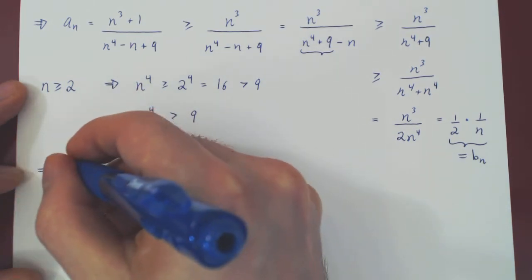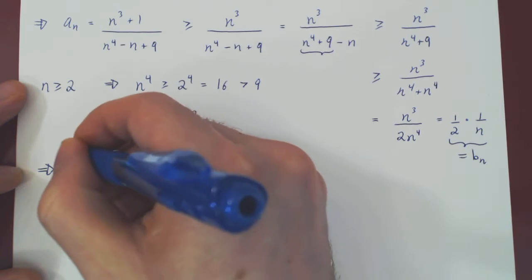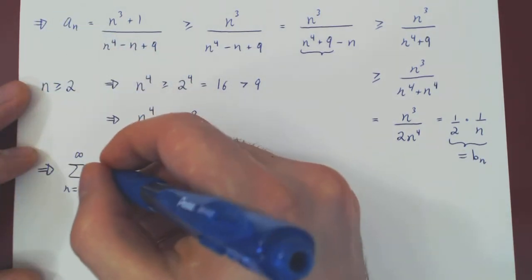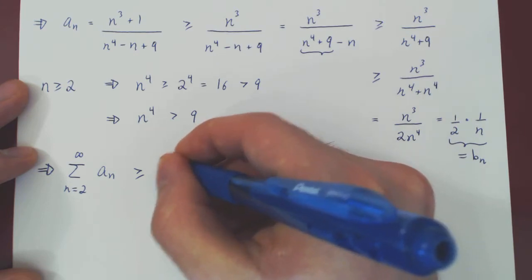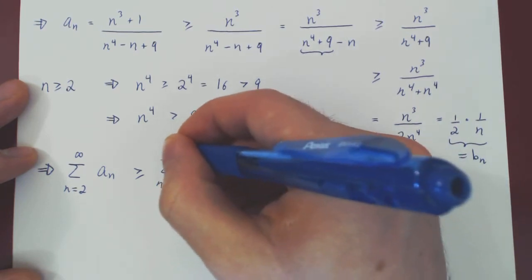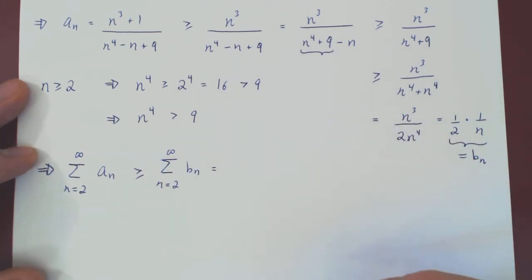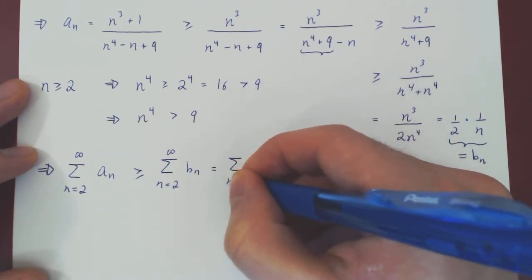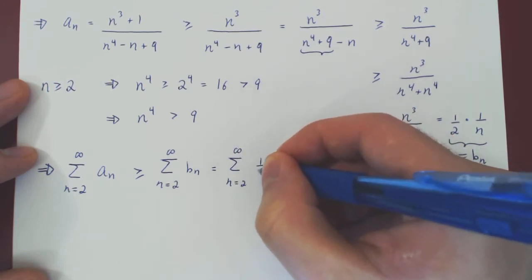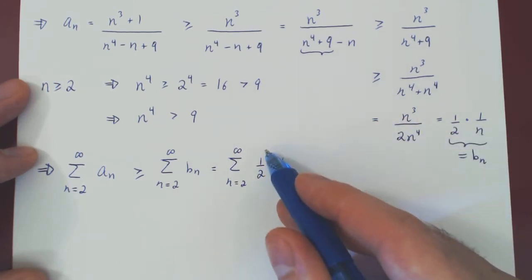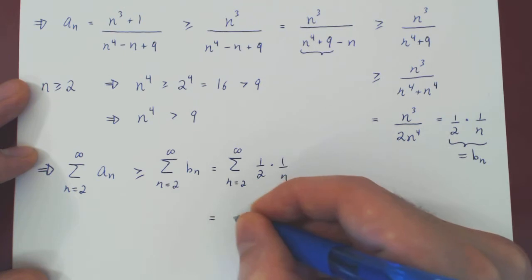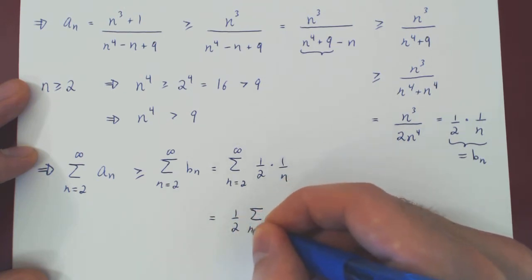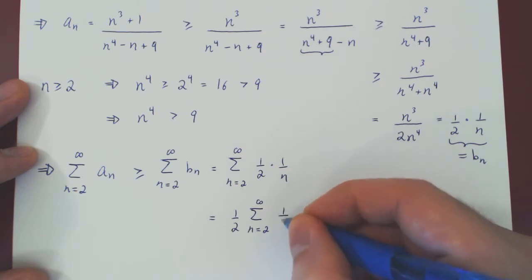Therefore, if we sum the larger terms, this will be at least as big as summing up the smaller terms. Well, we can do two things here. First, let's rewrite what bn is explicitly: 1/2 times 1 over n. And 1/2 is a constant multiple with respect to n, so we can factor it outside of our series. So we have 1/2 times the sum from 2 to infinity of 1 over n.